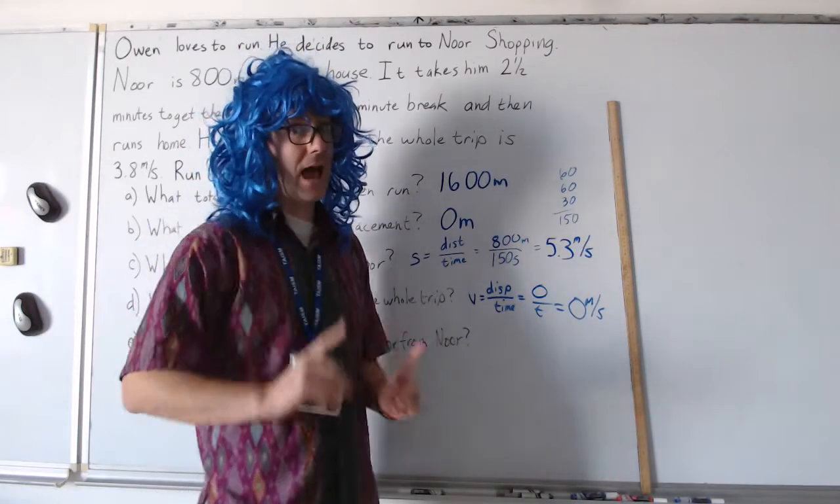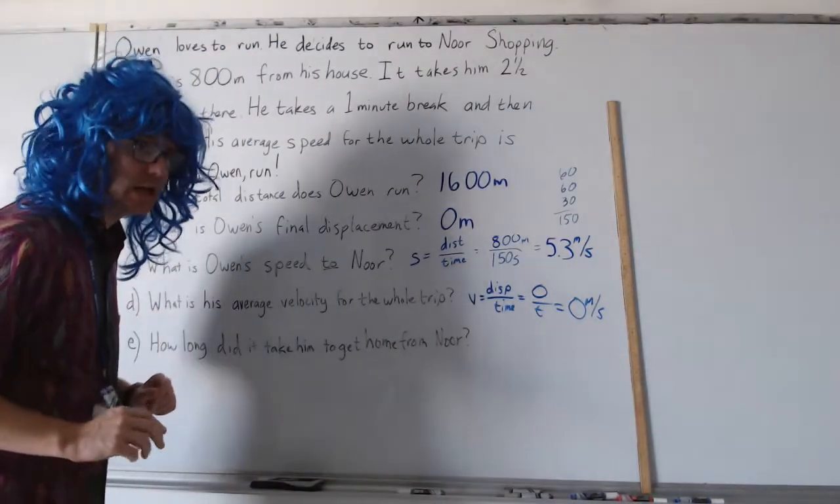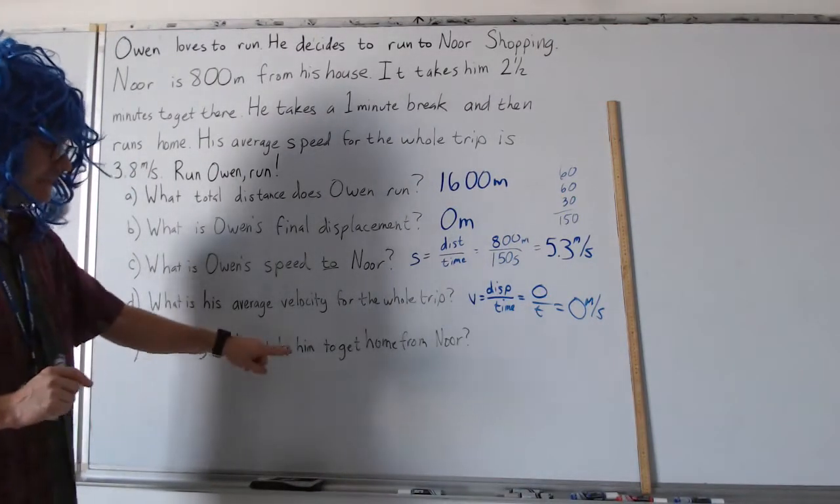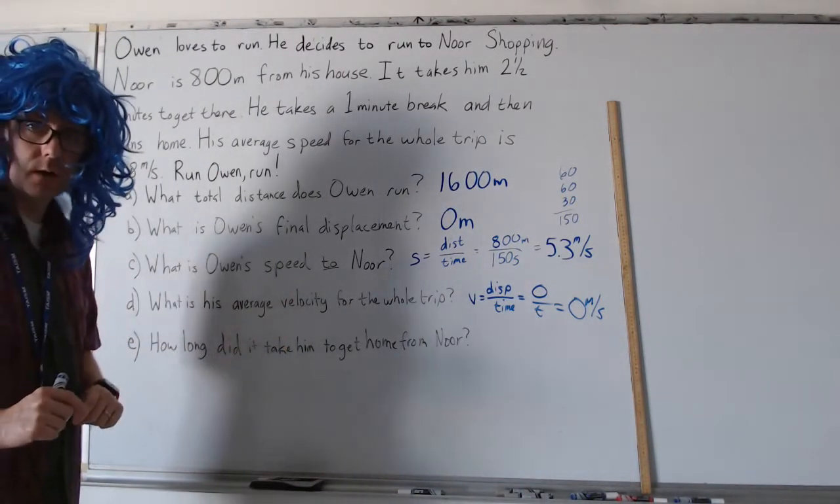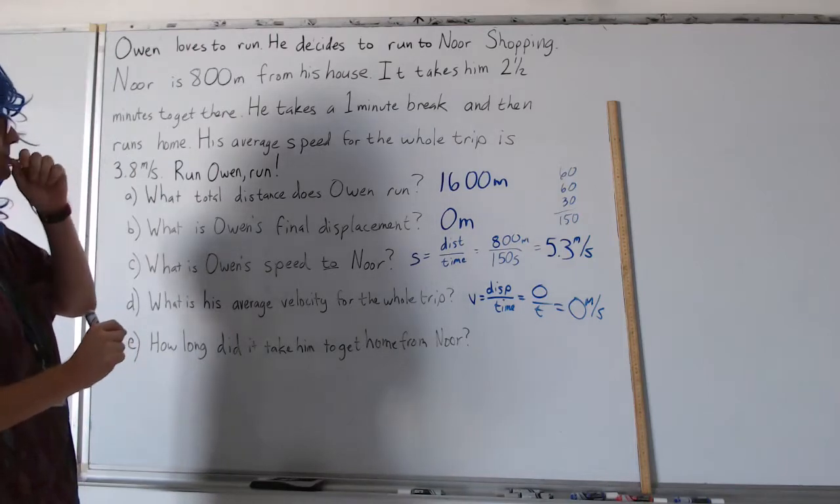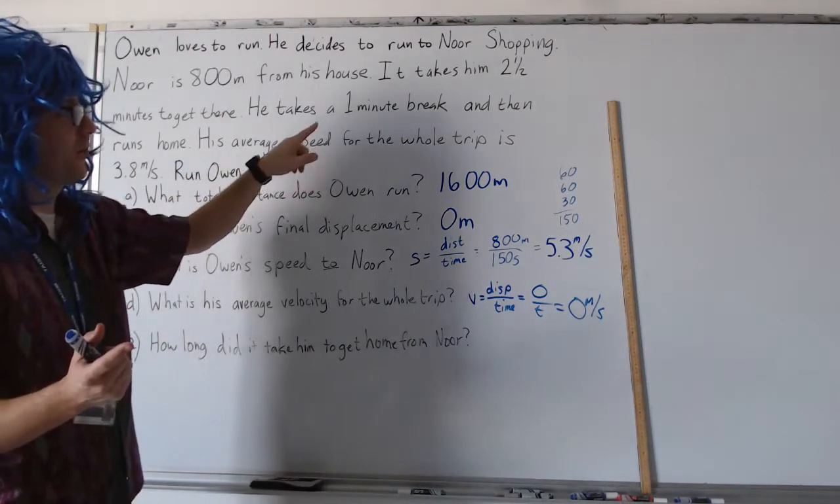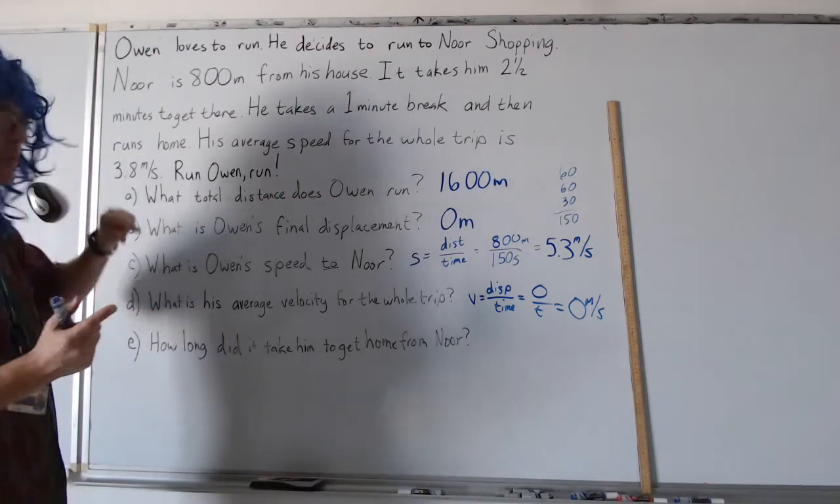Now this last one is going to be a little bit more tricky. It's going to be our hardest one. How long did it take him to get home from Knorr? Well, what do we know? We know his average speed for the whole trip is 3.8 meters per second.